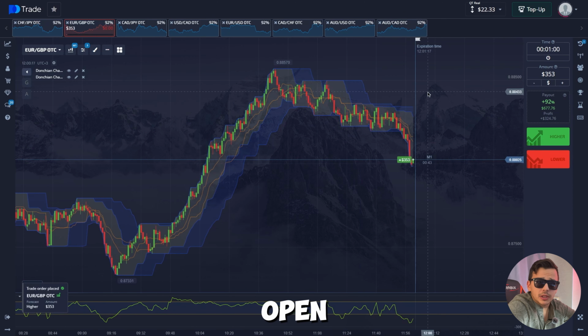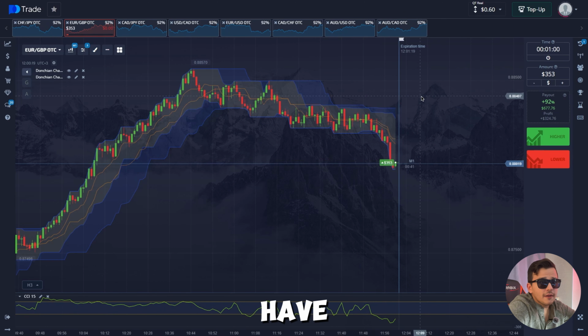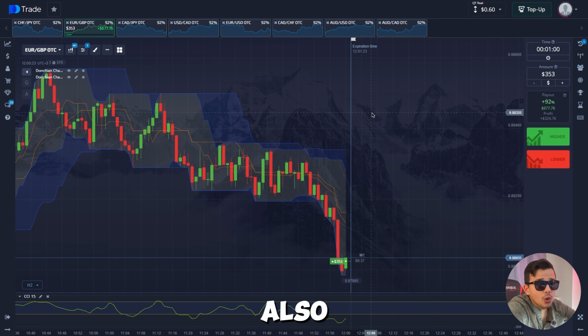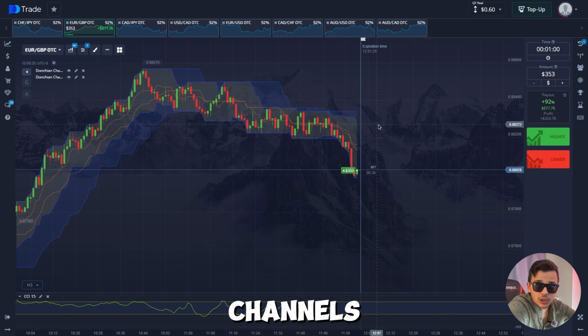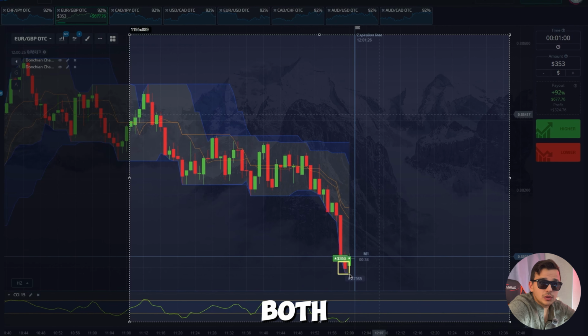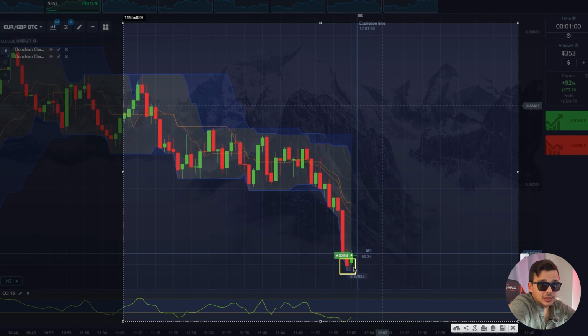Here we are going to open a trade on the upside. Here we have market oversaturation also. Let's highlight the working area. Also, after synchronization of the channels, we have a touch of the lower sliding line on both of the channel indicators.